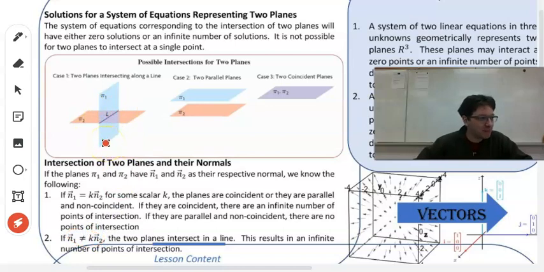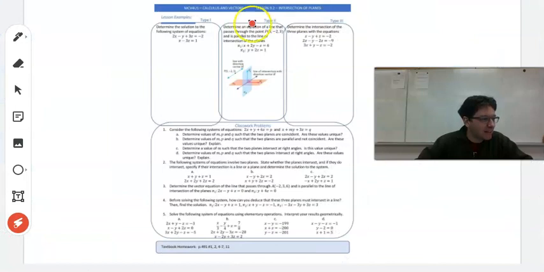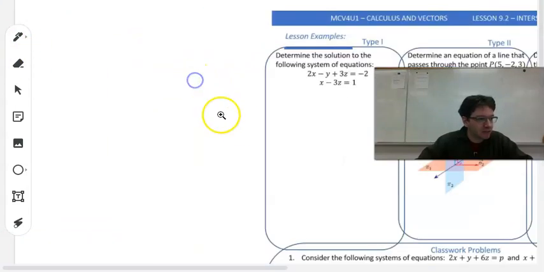Let's look at some examples. We're going to go to the next page, and we're going to look at the first example here. This example says, determine the solution to the following system of equations. So we have two planes. Let's call the first one pi 1, and the second one pi 2.